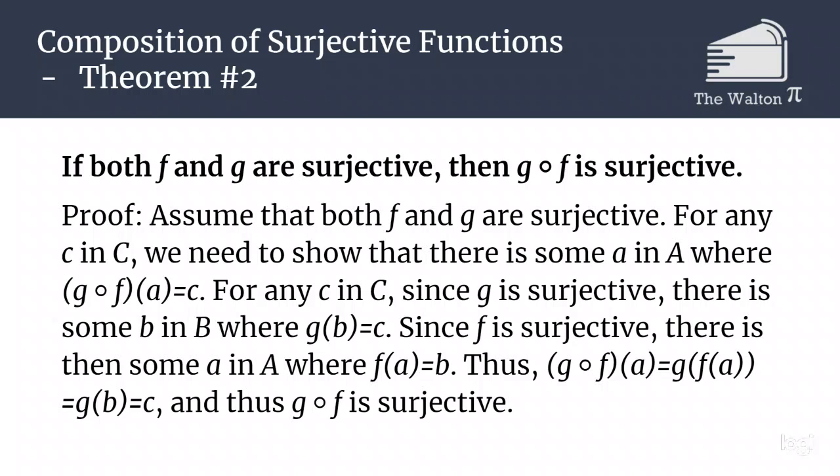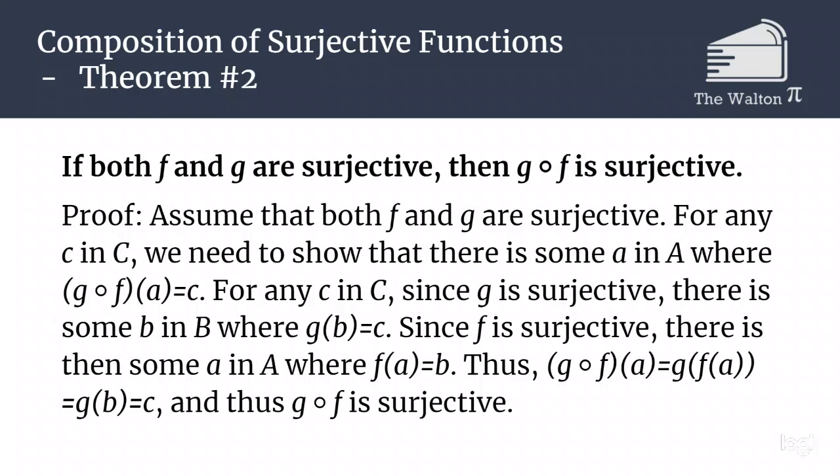One proof is to start by assuming that both f and g are surjective, and then to choose any c in our final set C. So, we need to show that there is some element a in our set A where g of f of little a is equal to little c. Now, since g is surjective, for any c, there is going to be some b where g of b is equal to c. And then since f is surjective, there is going to then be some a where f of a is equal to b.